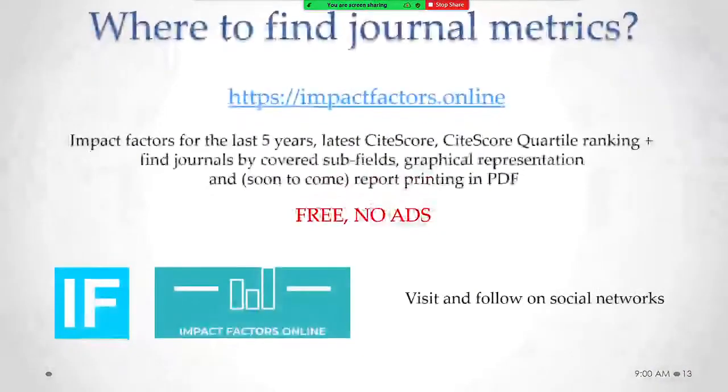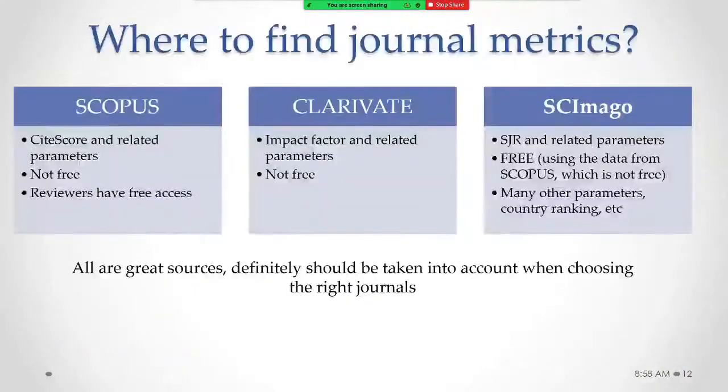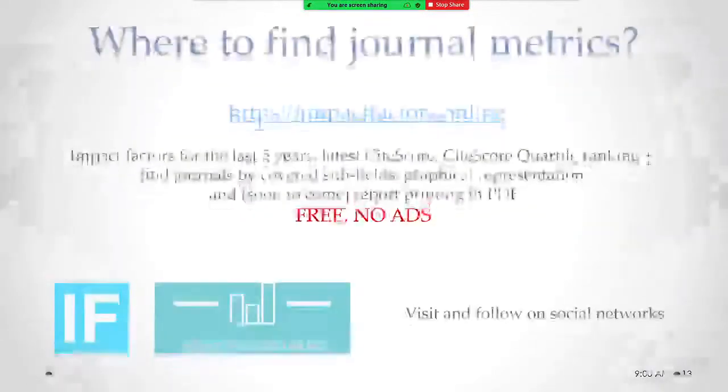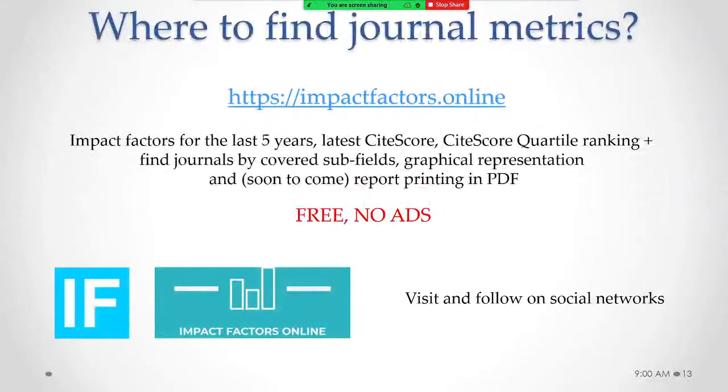And the fact that these services are not free motivated me to start my own project called Impact Factors Online, where I have collected the impact factors for all journals for the last 5 years. I have collected the latest CiteScore values. I have provided the latest CiteScore quartile ranking according to the covered subfields. And you can also find journals by covered subfields. You also have graphical representation, and soon it will be possible to print a report in a PDF.